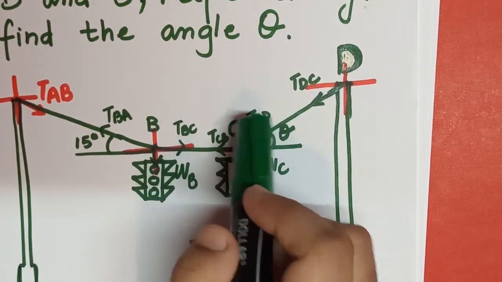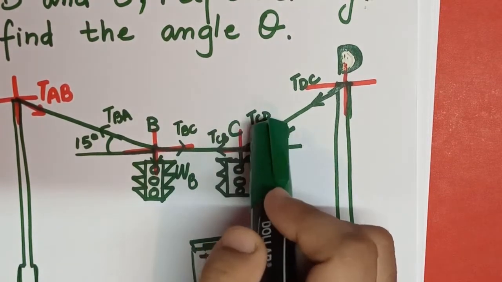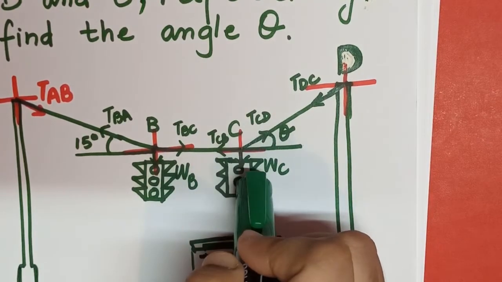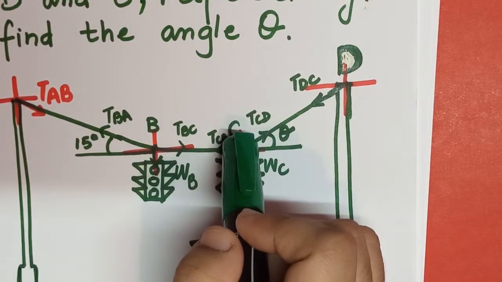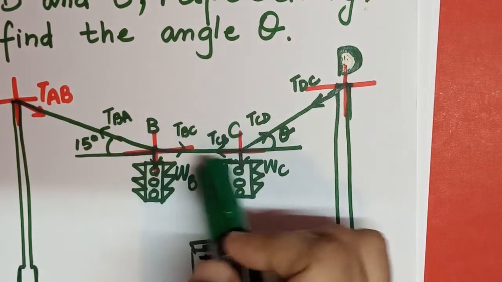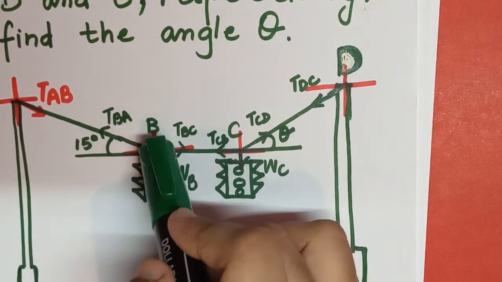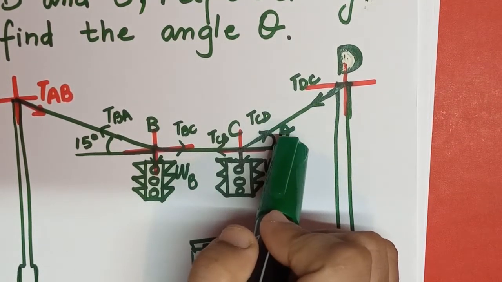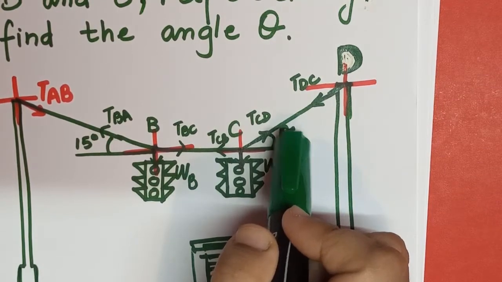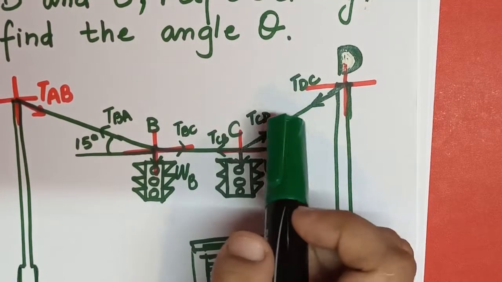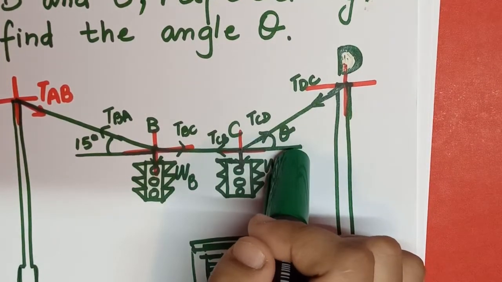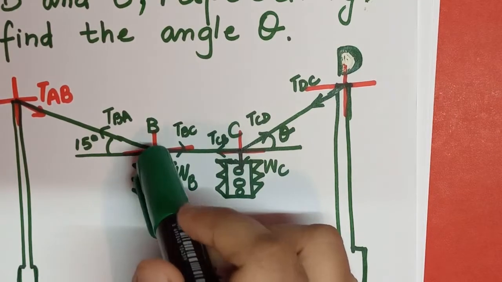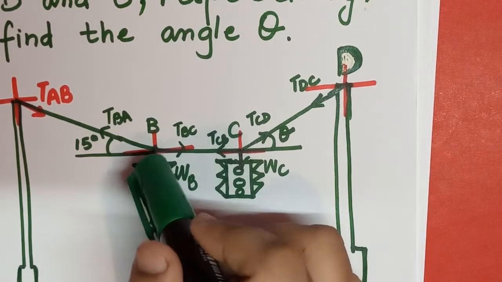But also at point C you can see there are two tensions here and also a weight acting downward. So both situations are the same, but there is one difference between the two: 15 degrees is given at point B, but at point C we don't know the value or magnitude of theta, which we have to find out, as it is asked in the question. So I think point B is better to take first, to solve.